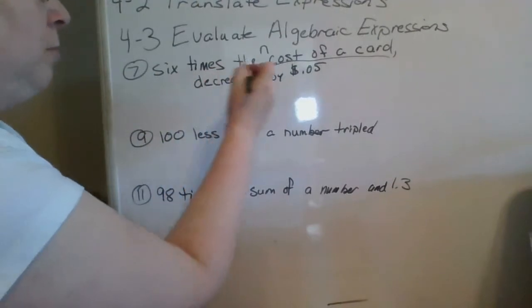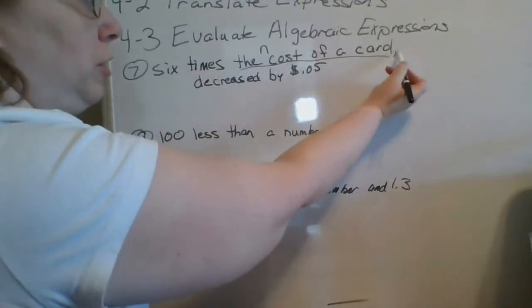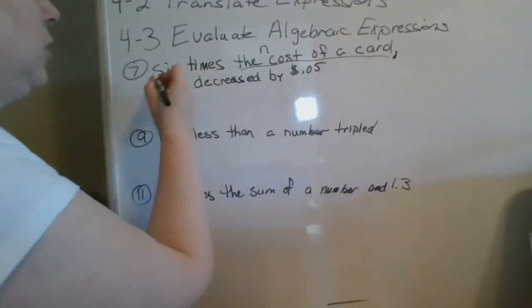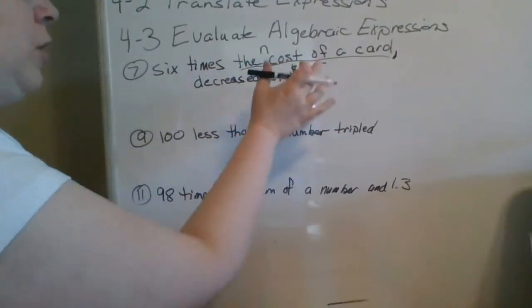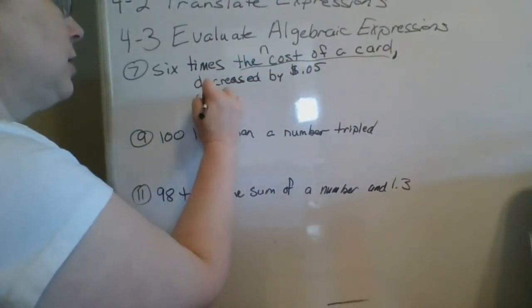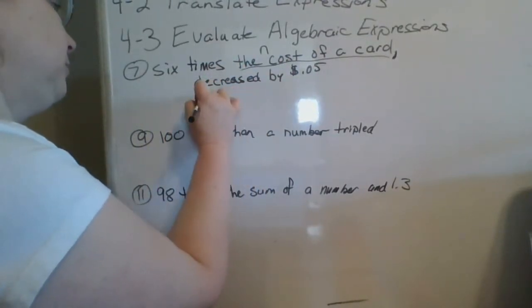It's 6 times the cost of a card, and then you notice the comma. So we're going to group together 6 times the cost of a card. 6 times n.